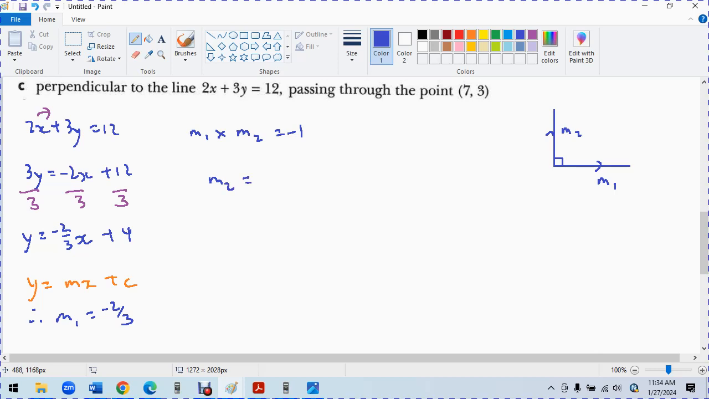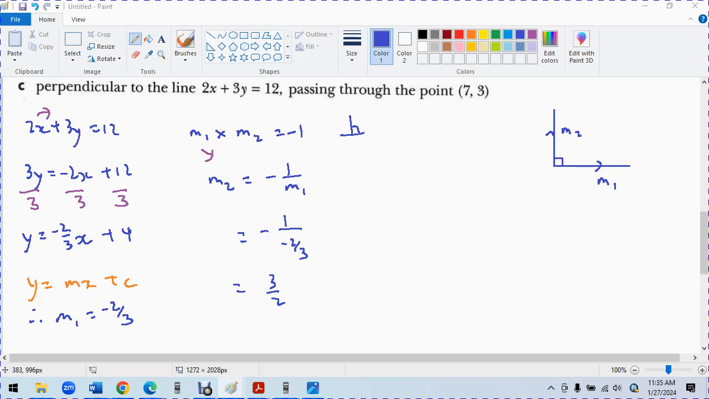So gradient 2 will be negative 1 over gradient 1, because gradient 1 multiplied by gradient 2 equals negative 1 when they are perpendicular to each other. So to find gradient 2, it will be negative of 1 over gradient 1. So it will become 3 over 2. Actually, it's very easy. Negative becomes positive, and then we find the reciprocal. So 2 over 3 becomes 3 over 2.